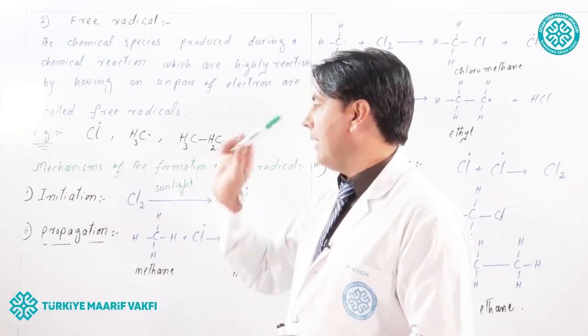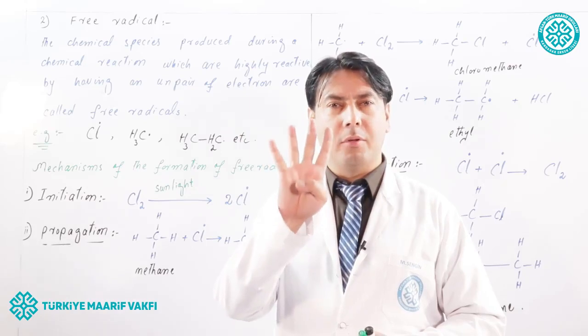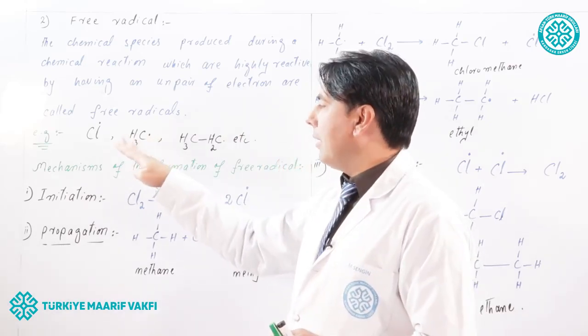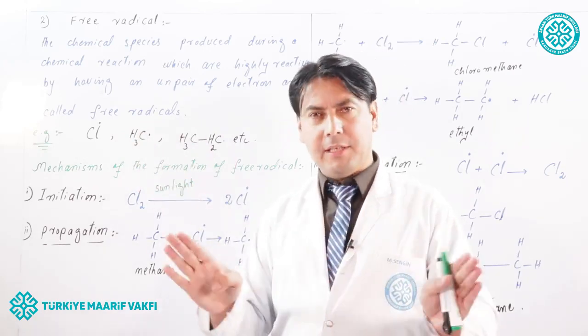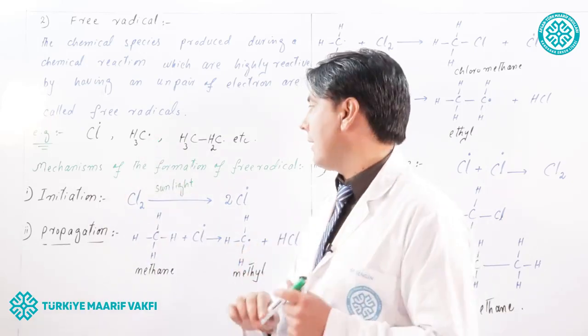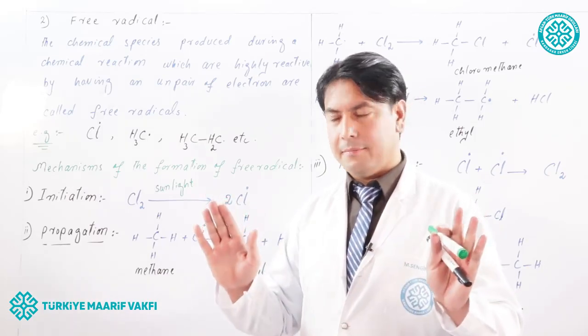So chlorine free radical, methyl free radical. We know carbon has 4 valence electrons. The 3 valence electrons are bonded with 3 hydrogen atoms and 1 electron is free, unpaired. Therefore, this is called methyl free radical. This is ethyl free radical, etc.